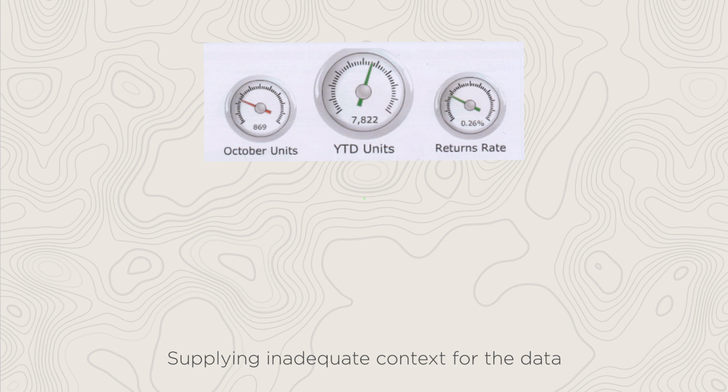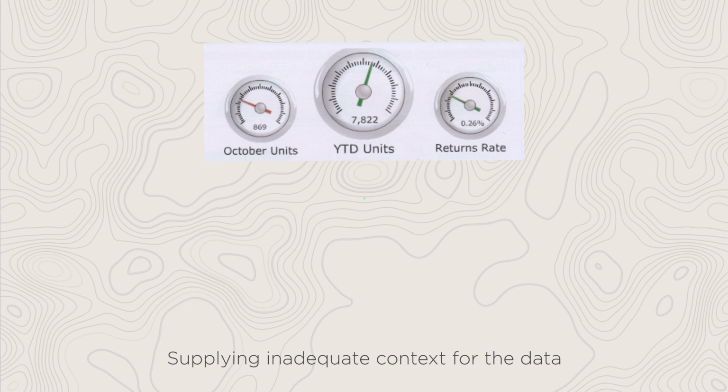Another mistake is supplying inadequate context for the data. This component of that display by itself doesn't provide a lot of context. For instance, year-to-date units at 7,822. Is that good? Are we on track? Is that what we want to be? Are we under? Are we over?